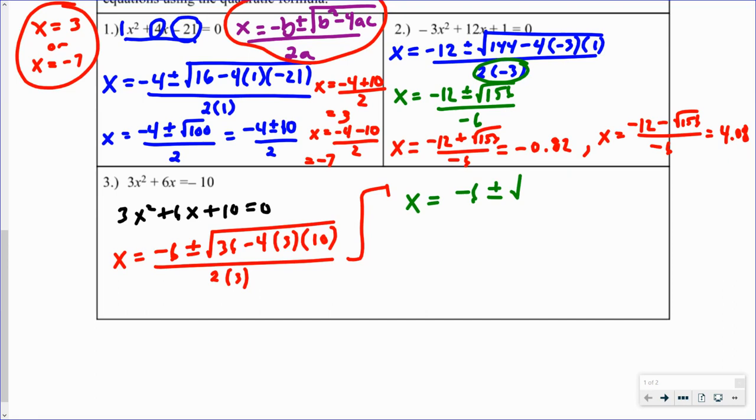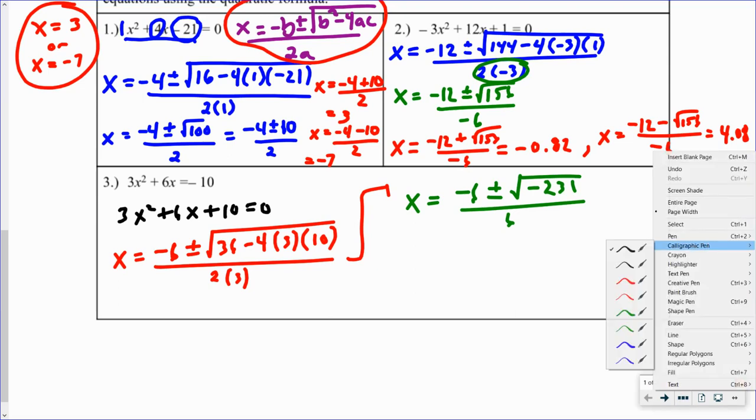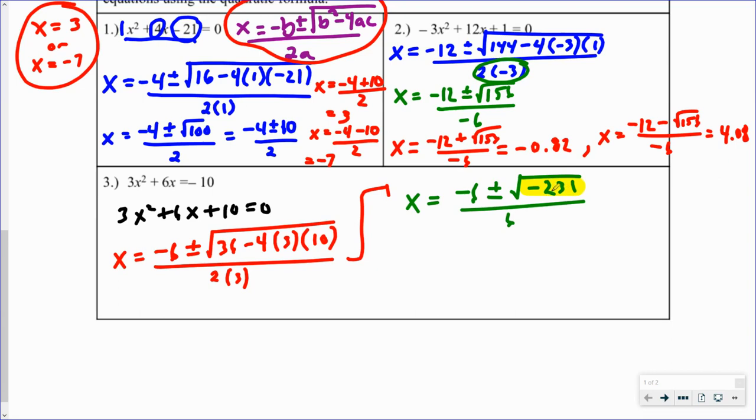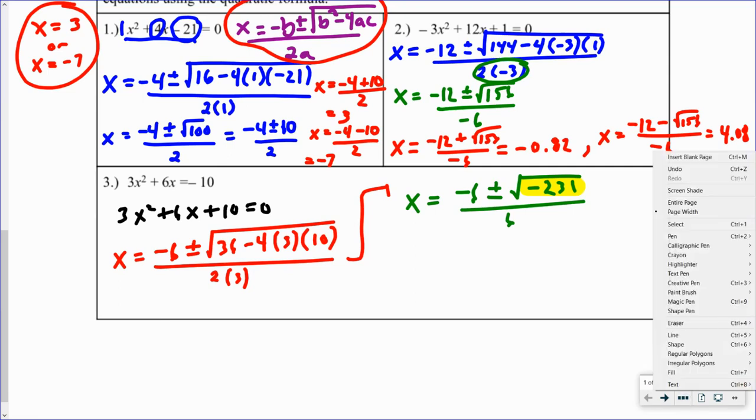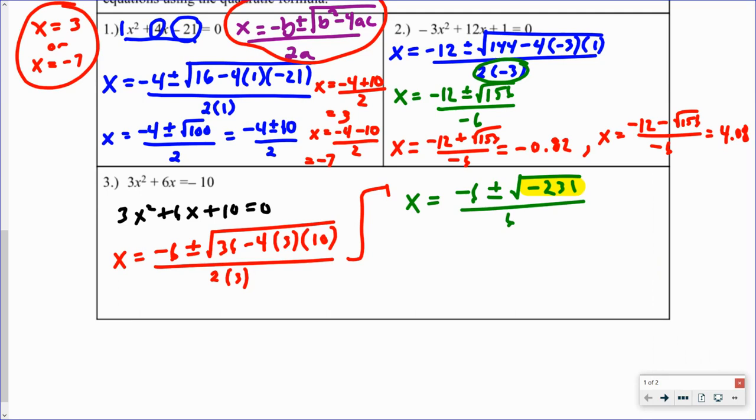All right, so 36 minus 4 times 3 times 10 is actually going to give us a negative number. So that's -231, and that's going to be over 6. All right, so here's where we start running into problems. If we have a square root of a negative number, what that's telling us is that there are no real solutions to this equation. So what you should do is write no real solutions. And that looks terrible. I apologize. That says solutions.